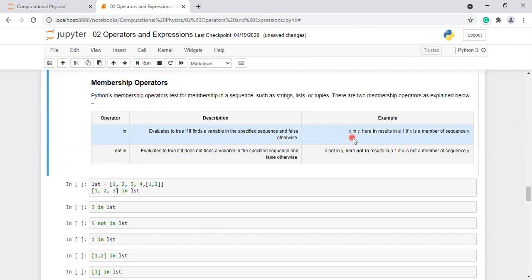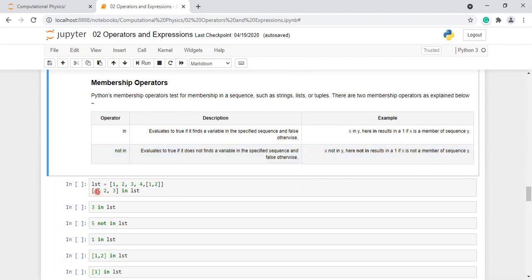So for example, x in y here results in a 1 or true if x is a member of sequence y. The not in operator evaluates to true if it does not find a variable in the specified sequence and false otherwise. Here not in results in a 1 if x is not a member of sequence y.